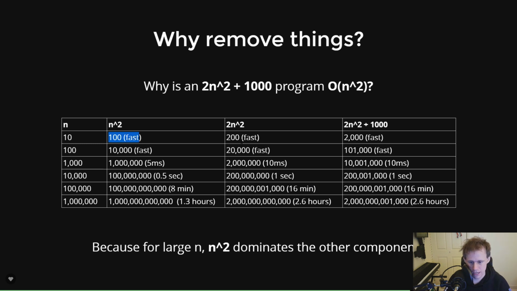So you have n squared, 2n squared, 2n squared plus 1,000. Now what you notice here is that as this program goes from 10 to 100 to 1,000 to 10,000 to 100,000 to a million, notice how quickly this 1,000 component disappears, right? First it's here, then it's here, then it's here, then it's here. And suddenly, from this first line here for 10 inputs, where half of the time was just that constant factor cost, when we have a million inputs, it's literally irrelevant. It's literally like 0.0001%.